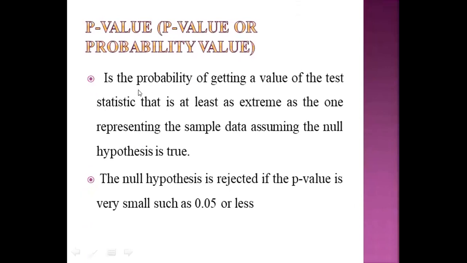The p-value or probability value in hypothesis testing is actually the probability of getting a value of the test statistic that is at least as extreme as the one representing the sample data, assuming the null hypothesis is true. The null hypothesis is rejected if the p-value is very small, such as 0.05 or less, which indicates that the result is statistically significant.